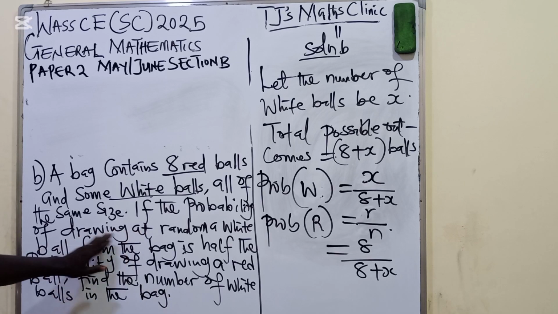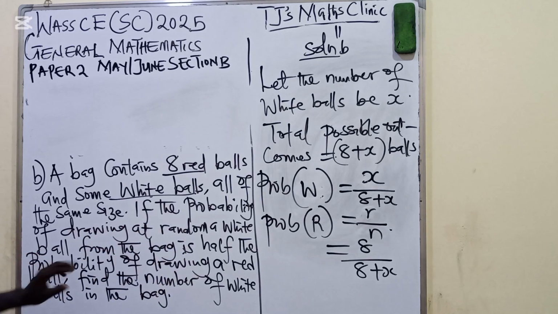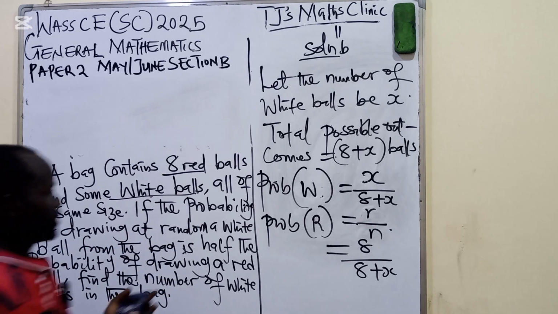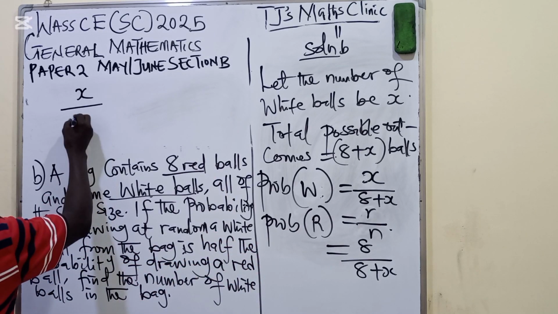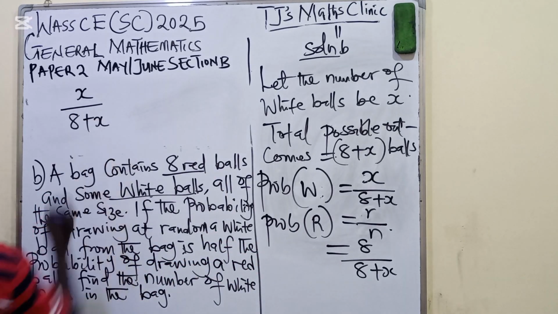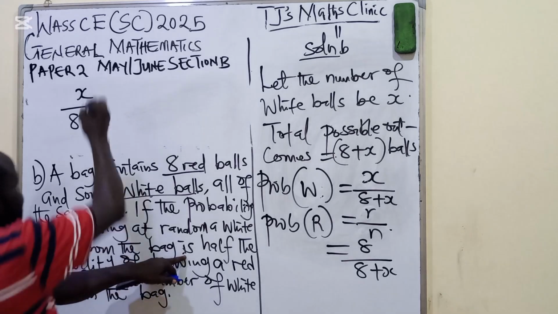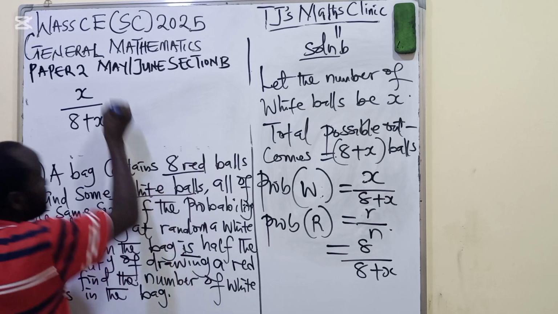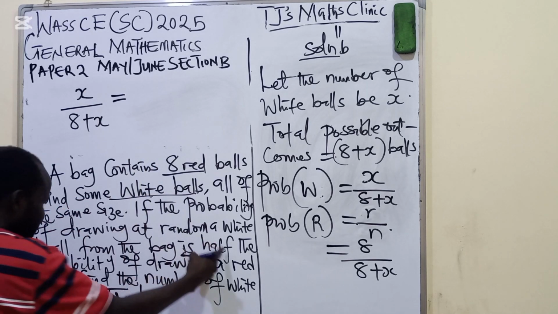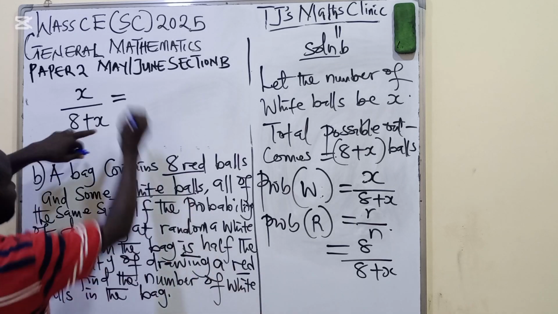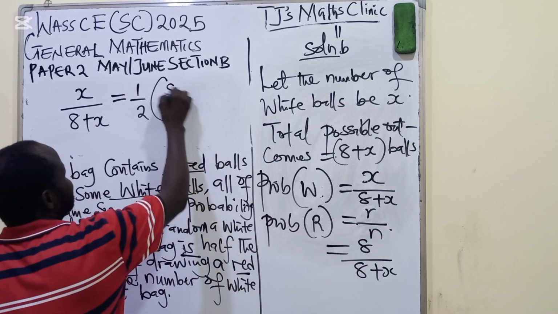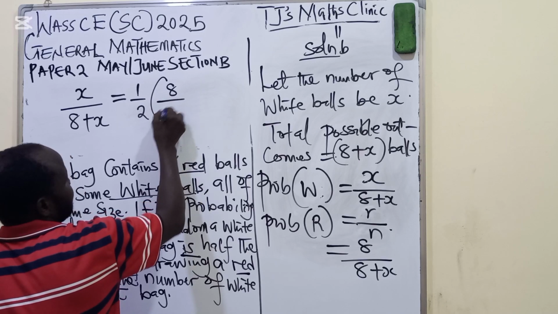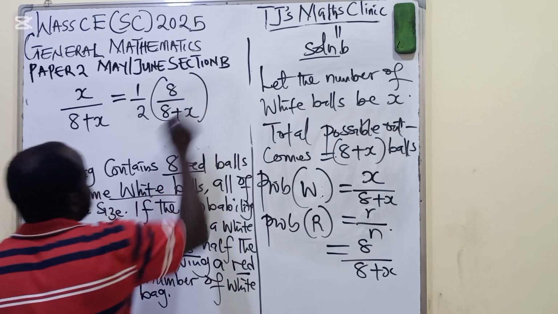If the probability of drawing at random a white ball, probability of drawing a white ball is this, which is X out of 8 plus X now, is, this word means equals, to half the probability of drawing red, which is now 8 divided by 8 plus X. So this is the interpretation.